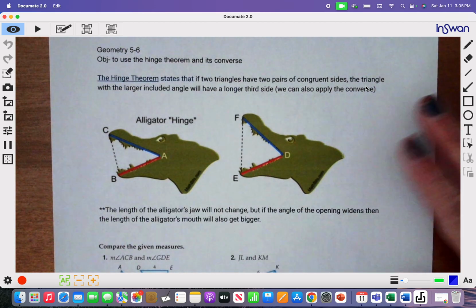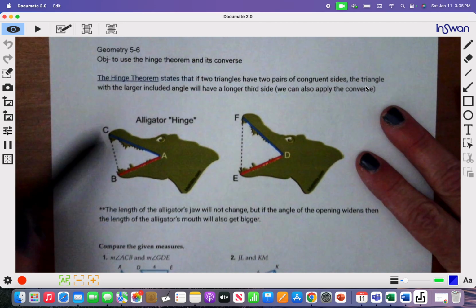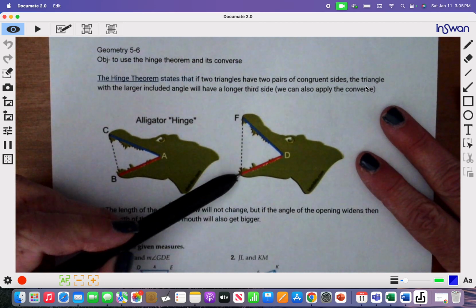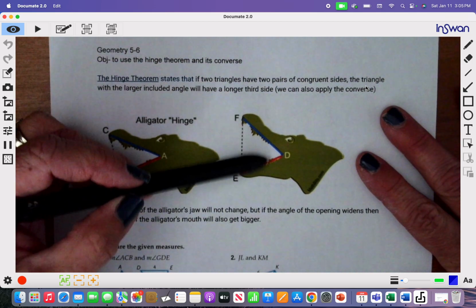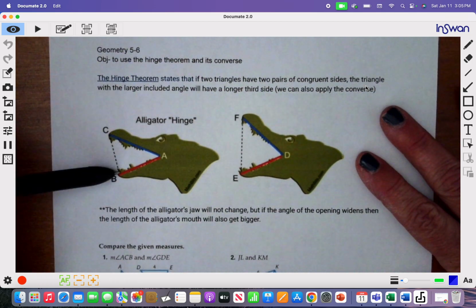What does that really mean? So that means if this is a triangle and this is a triangle, and this side length and this side length are congruent, and this side length and this side length are congruent, if this angle is larger than this angle, then this line will be longer than this line.